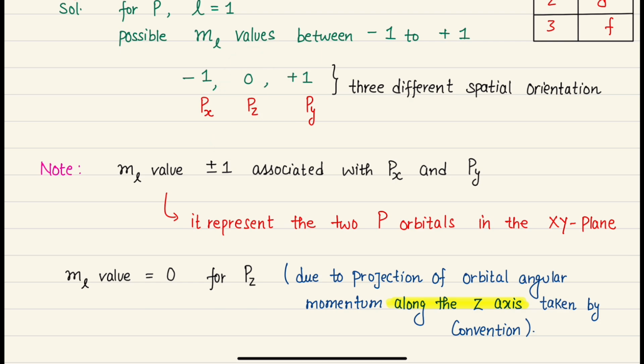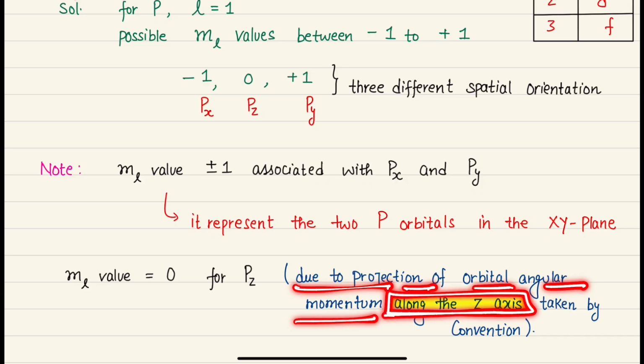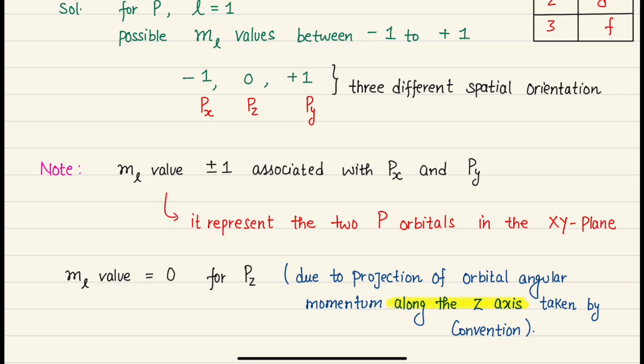After this lecture we will study orbital angular momentum, and in the next video we will talk in more detail. So this ml value corresponds to 0 for pz, due to the projection of orbital angular momentum along the z axis. For now, just remember that plus or minus 1 we can use for px or py, but the ml value 0 we use for pz as per convention.